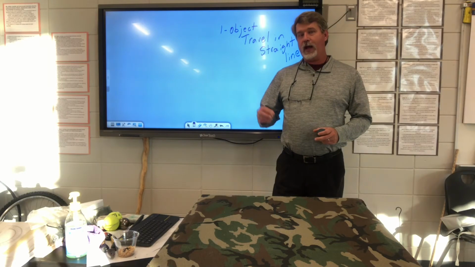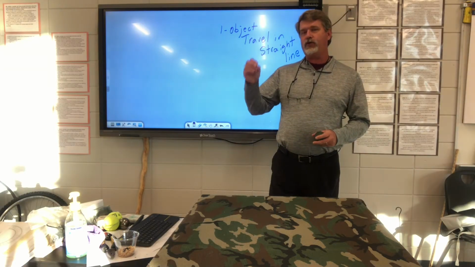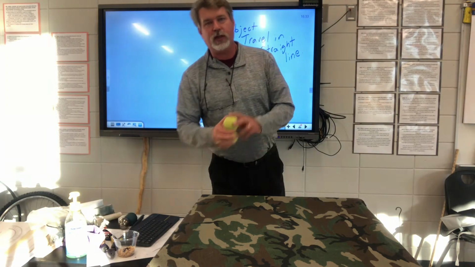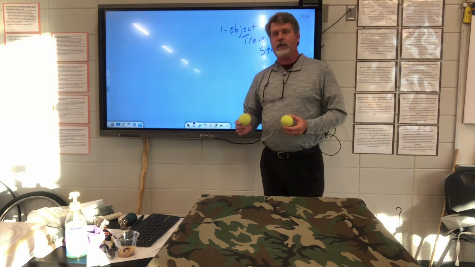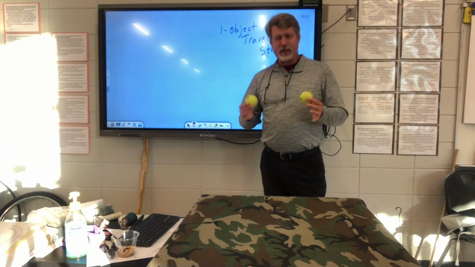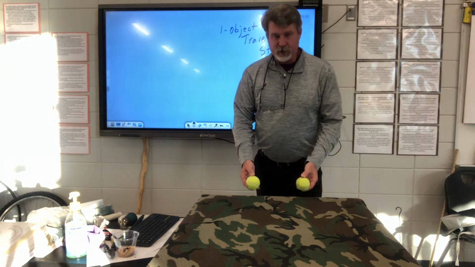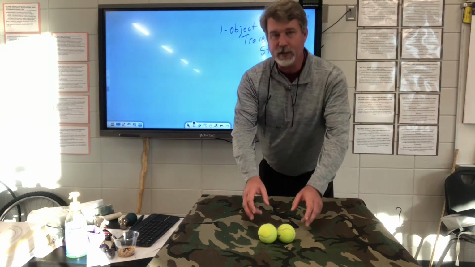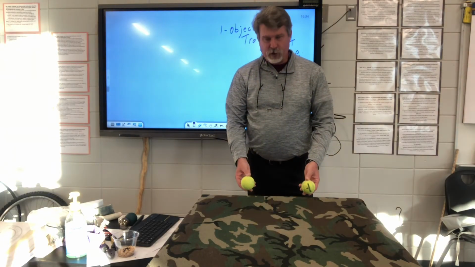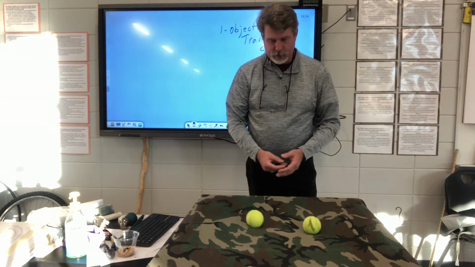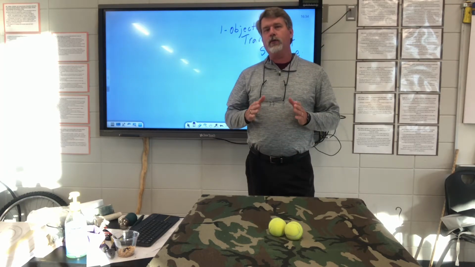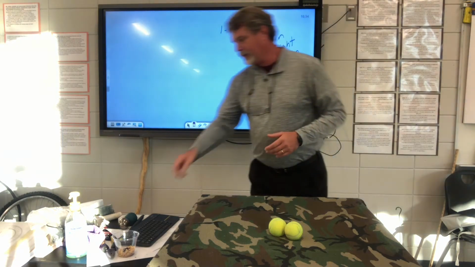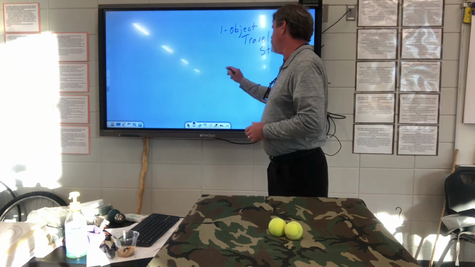Okay, so the question now is, what happens if we have two objects in motion? We'll use two tennis balls here. These two tennis balls have the same diameter and same mass, and we'll set these in motion. Well, something uniquely different happens now. If we roll these two objects, they no longer roll in a straight line, they roll towards each other.